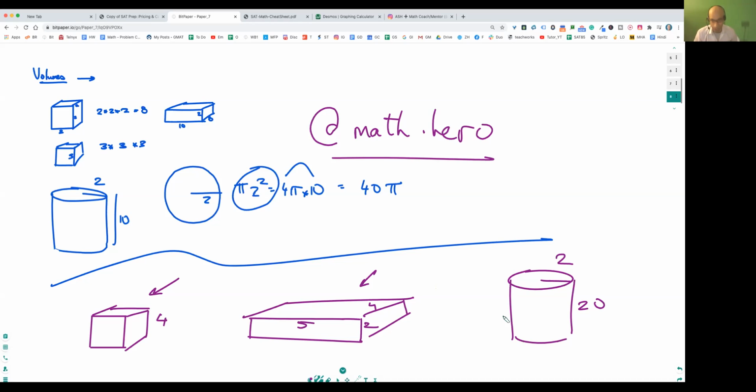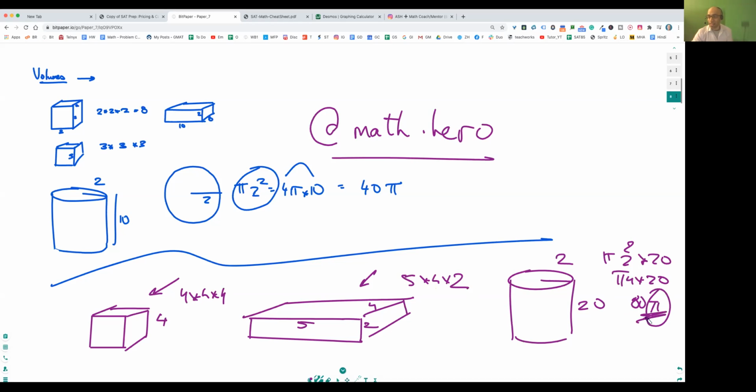You solve whichever way you want. Remember, this is 4 times 4 times 4. Don't forget that. This is 5 times 4 times 2, whatever that is. And this is pi r squared times h. So pi times 2 squared times 20. So 4 times 20 times pi, that's 80 pi. Don't forget the pi, guys.